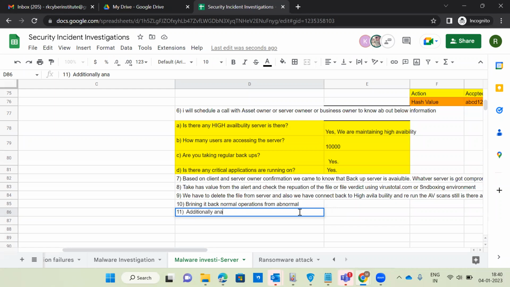Otherwise, from abnormal to normal operations. Additionally, analyze the firewall logs, DLP logs, and IDS/IPS logs. Is there any other outbound connection? Other than this server, for example 10.10.10.1. If you go to the firewall and filter for whichever server, say 1.1.1.1, got compromised, you can see whether any outbound connections are going on. If there are any outbound connections, that means lateral movement has already happened.